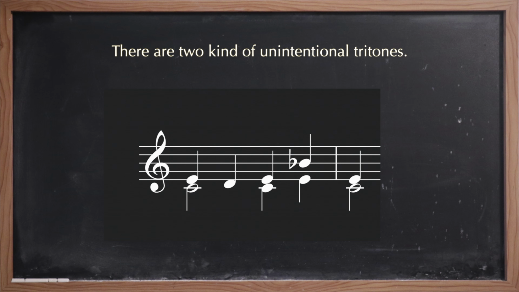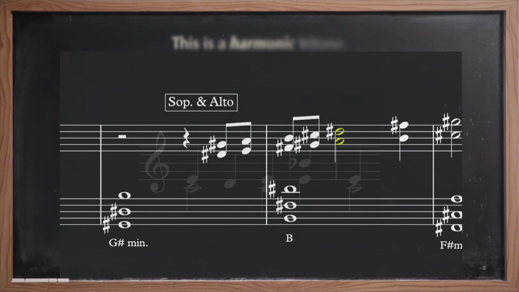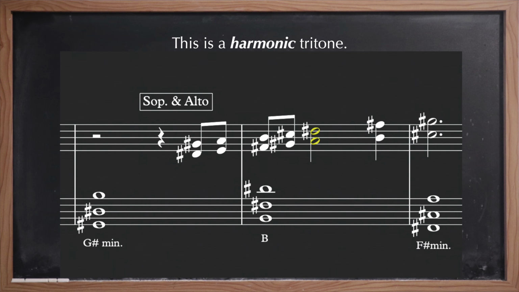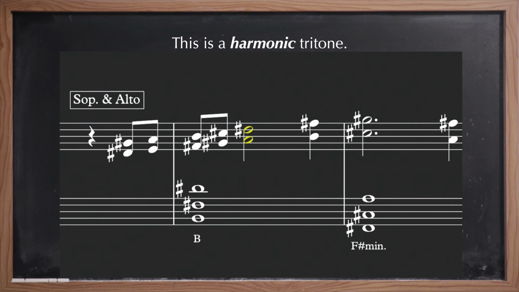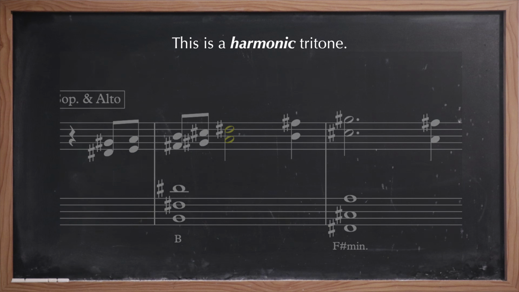There are two kinds of unintentional tritones. The first type is making this mistake harmonically. This choral line, which I used at the beginning of this video, this is a harmonic tritone, meaning that two notes are played simultaneously.